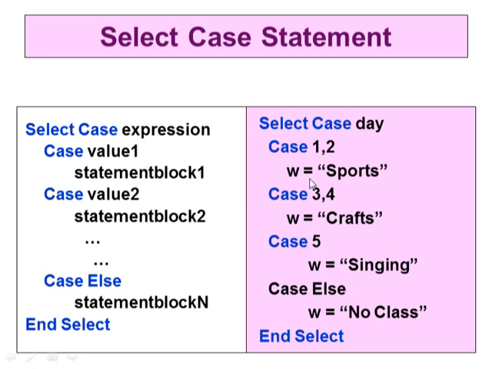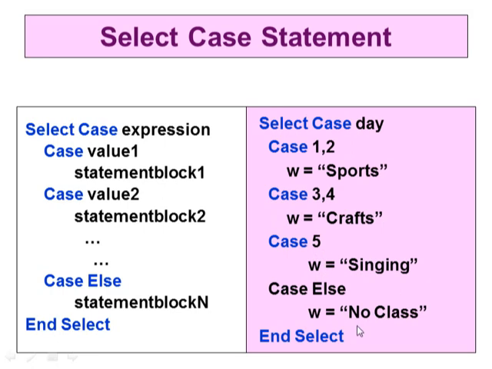Alright. So if the day is 1 and 2, then W is equal to sports, some values. If it is 3 and 4, whatever, this one. Then 5, this one. Case else, this is a special one, that is if none of the cases is satisfied, then it will come to the case else.